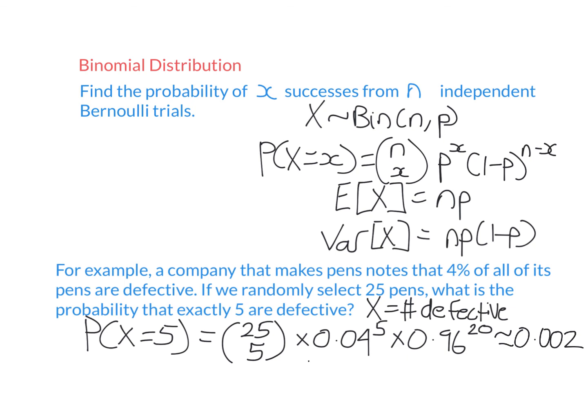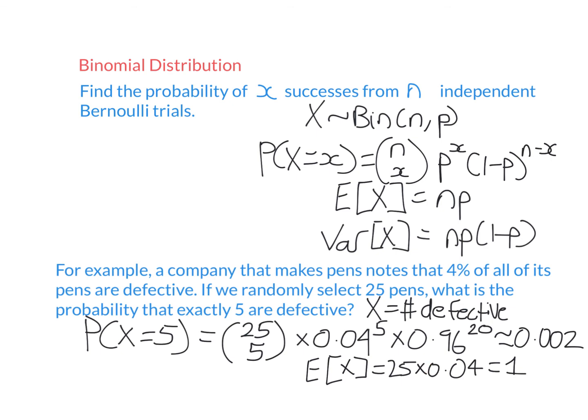The expected value of X is just the number of trials times the probability of success. So 0.04 is 1 over 25. So we expect that 1 out of every 25 pens is defective. That's what the expected value means.